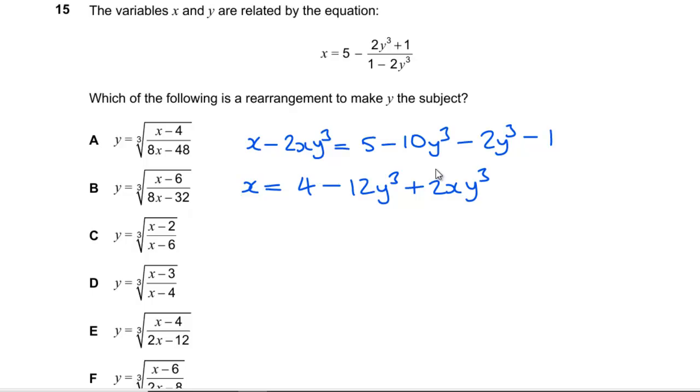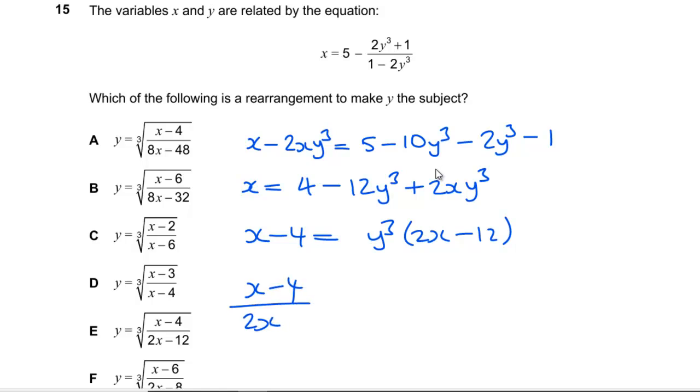What they put the x as positive in the thing. So anyway, I've got x minus 4 is equal to y cubed times 2x minus 12. So x minus 4 over 2x minus 12, and then cube root it. Which is where my pen is next to, which makes it easier than scanning down all the answers. Comes out as being E.